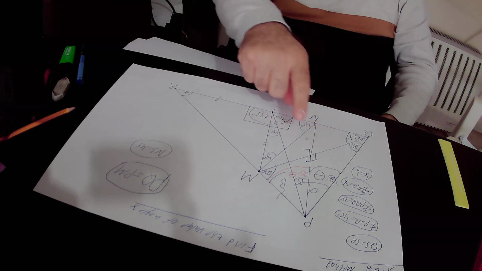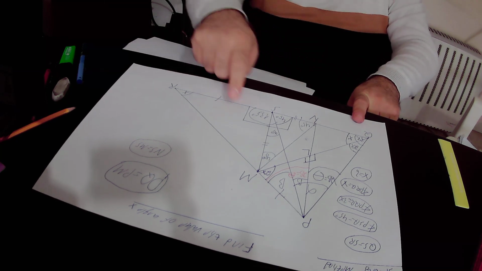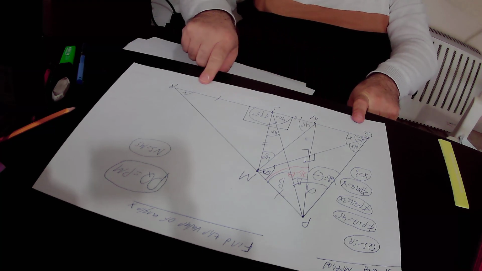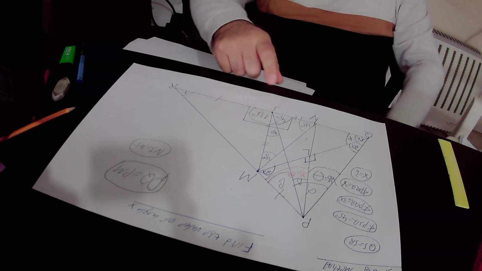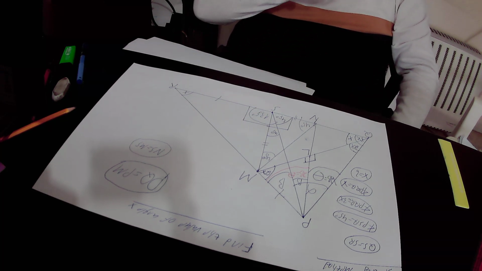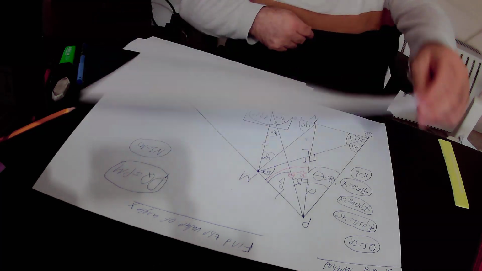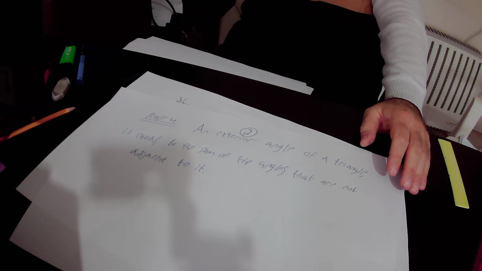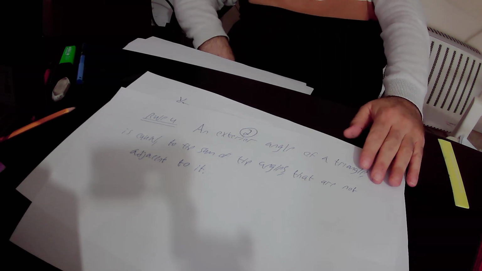Triangle QMR is an isosceles triangle, and the base is QR, so the median to the base, that is MS, is perpendicular to the base. That is to say, this angle equals 90 degrees, and this angle also equals 90 degrees. Okay? And then I presented to you rule number 4. According to rule number 4, an exterior angle of a triangle is equal to the sum of the angles that are not adjacent to it.